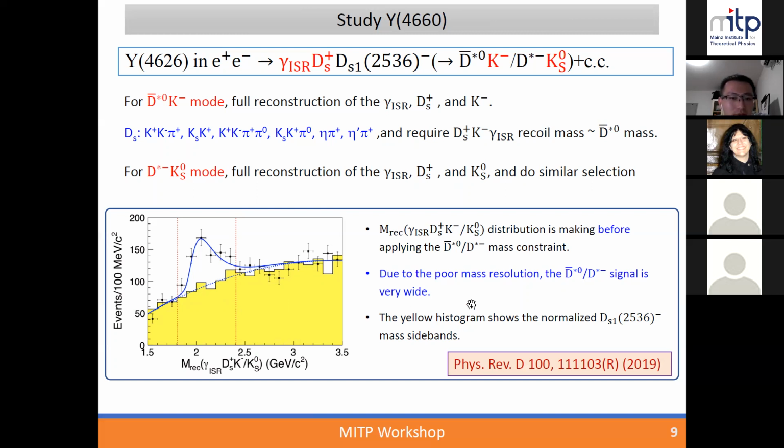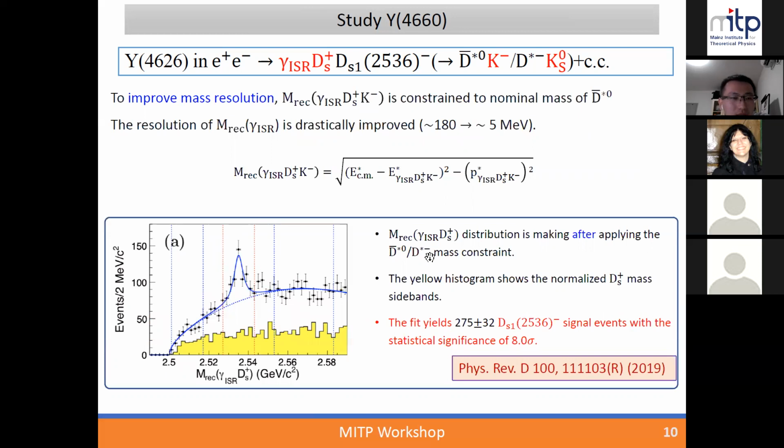And we can see, due to the poor mass resolution, the signal is very wide. The yellow histogram is from the normalized DS1 Z1 events. Then, in order to improve the mass resolution, we constrain the recoil mass to the nominal mass of the Ds*0 bar, which is from the PDG. Then the resolution has improved from around 200 MeV to only a few MeV.